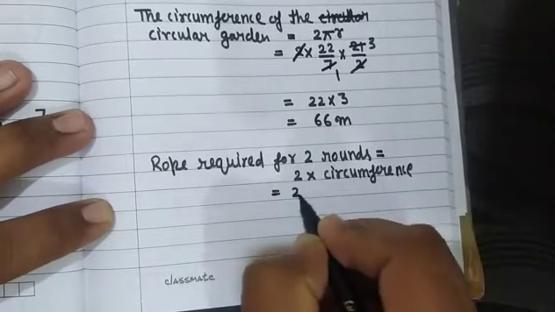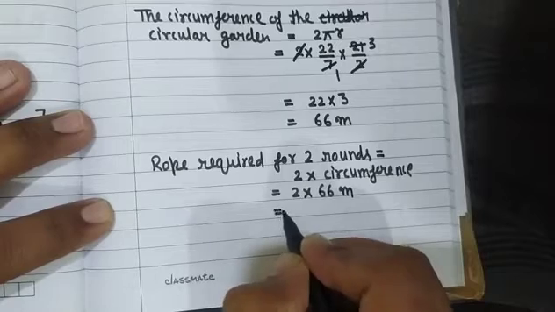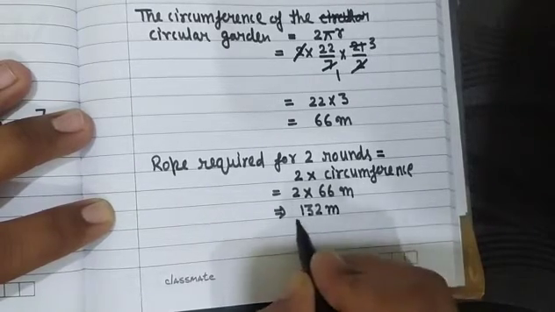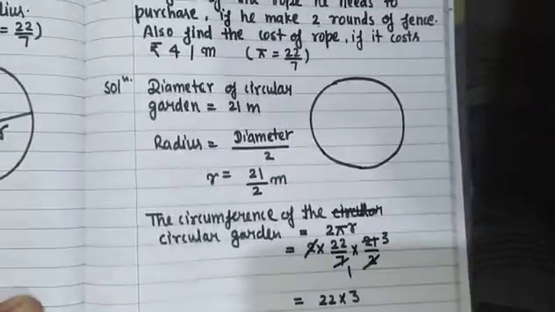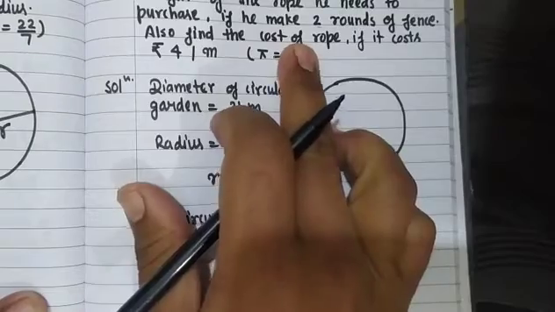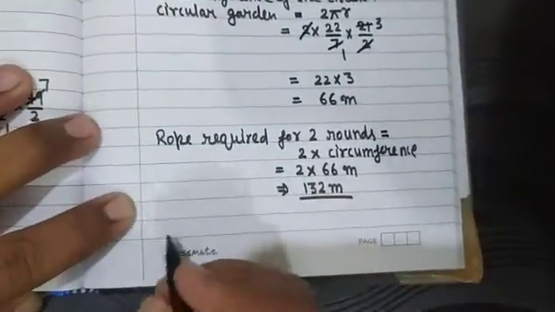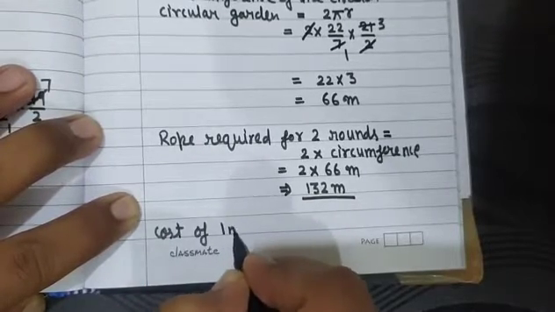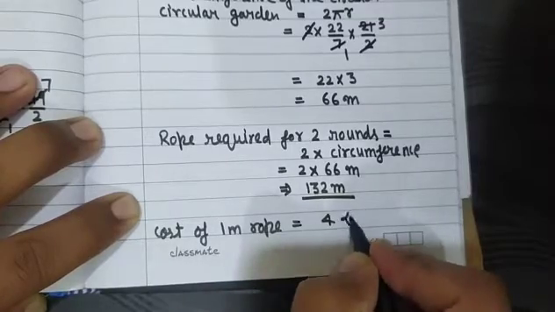So it will be equal to 2 multiplied by circumference is 66 meter. So total rope required, that will be 132 meter. This is the answer of first part. Now the second part is also find the cost of rope if it cost rupees 4 per meter. So cost of 1 meter of rope, that is 4 rupees.